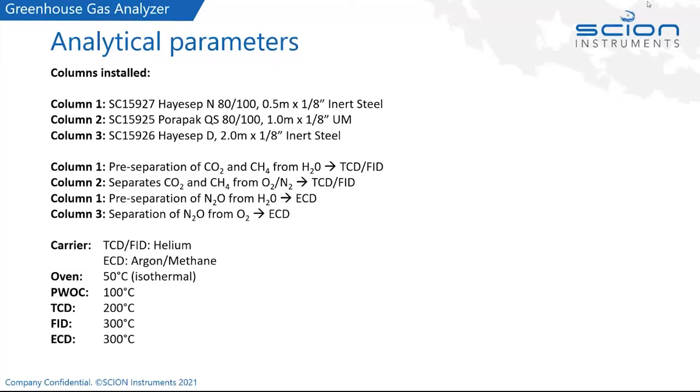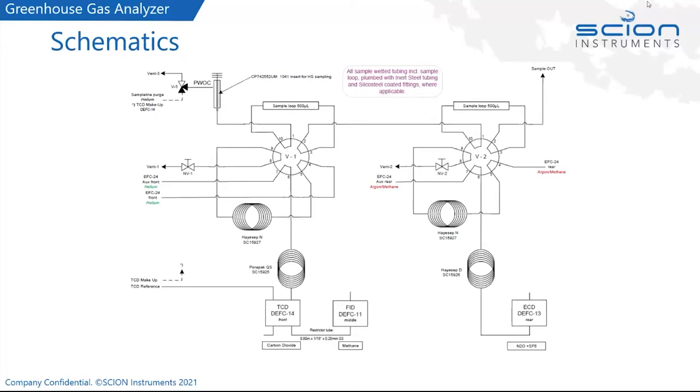If we look at the schematics of the greenhouse gas analyzer, you will see in here you have the injector, and after that we have two sample loops of 500 microliters. One of them is connected to the HACCP N column, which then is being forwarded to the PORAPEC QS column and finally connects to the TCD and the FID in series. The carbon dioxide is being analyzed by the TCD, and then the methane goes on the FID where it's visible. The other one is also the HACCP N column, and this one is for the nitrous oxide, or if you want, the sulfur hexafluoride and the CFC, the chlorofluorohydrocarbon.